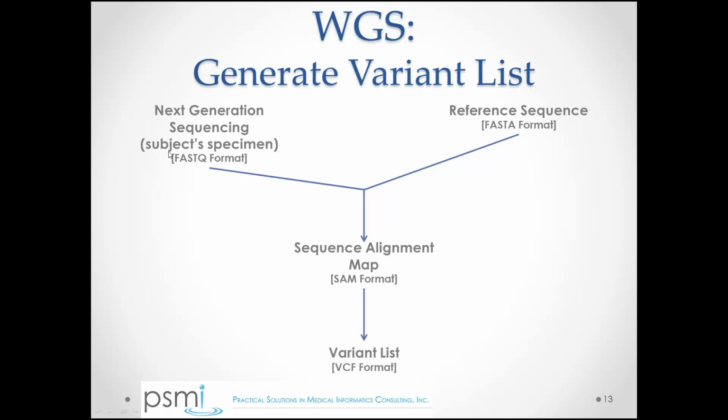And for each one of these reads in the next generation sequencing, we're going to align it to the reference. All of those alignments between each read and the reference sequence will be put into a file called the sequence alignment map, which is in SAM format. And once we have all of those reads aligned to the reference sequence, we can then generate a list of variants, and the list of variants will be in a file called a VCF file.